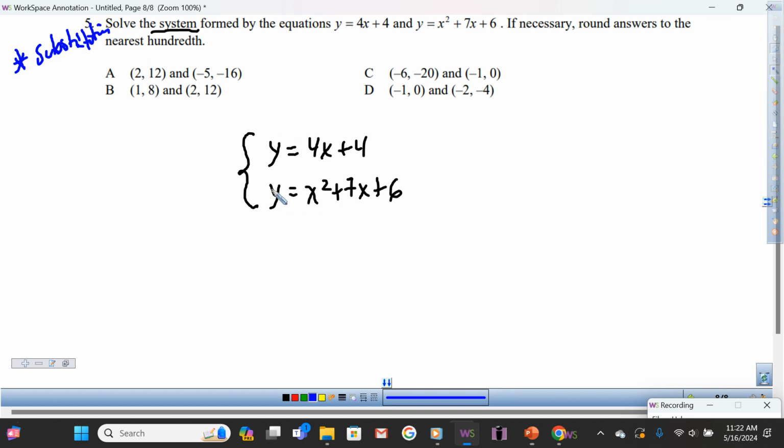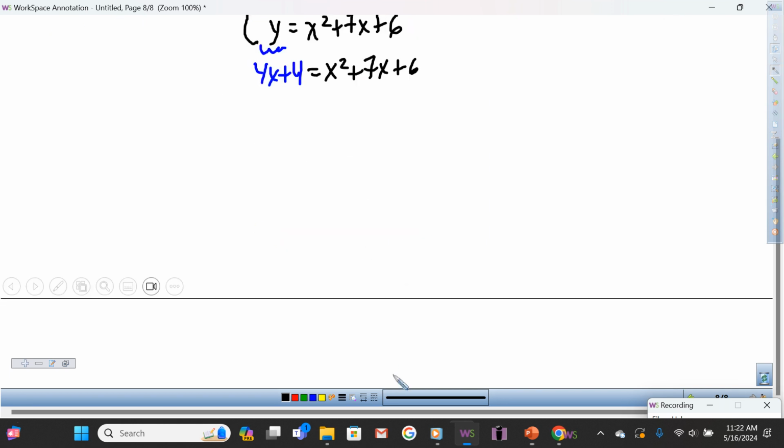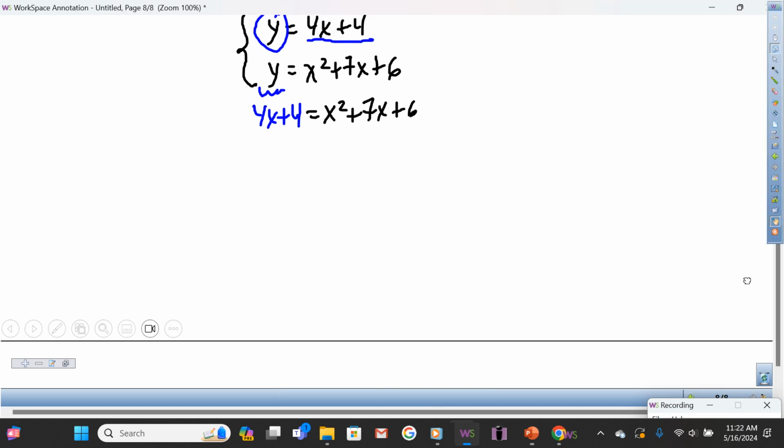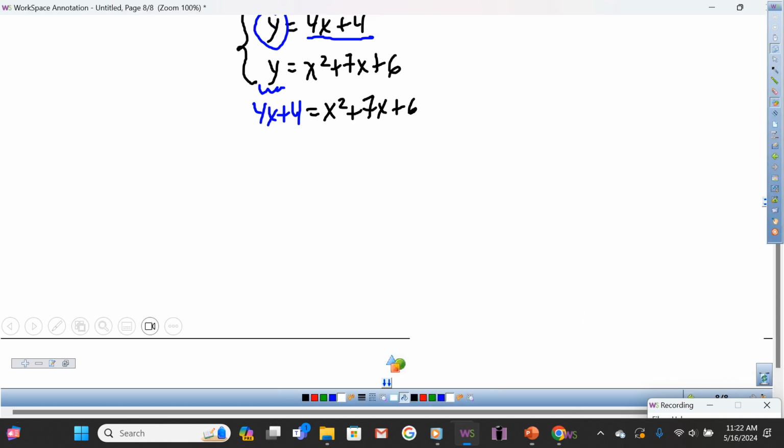So, look up. We need to substitute one equation into the other equation. For the first one, it says that y is equal to what? 4x plus 4. Which means on the second equation, instead of y, what do we write there? 4x plus 4. Bring everything else down: the equal, the x squared plus 7x plus 6.